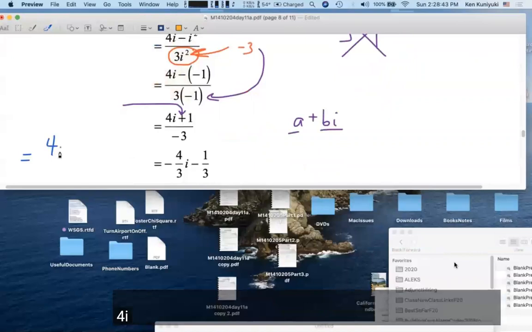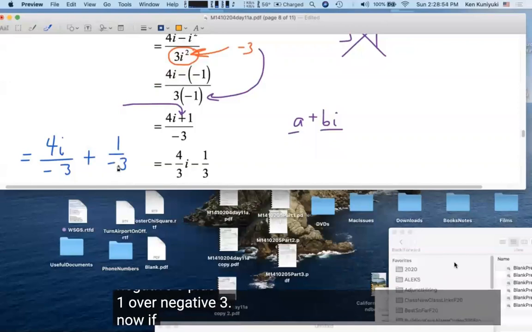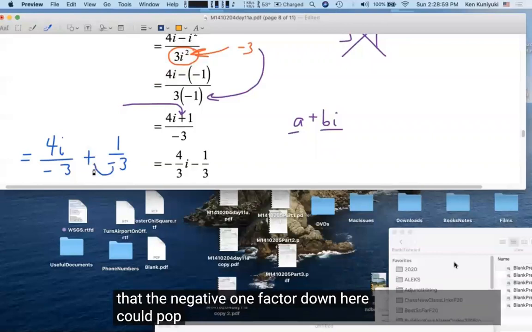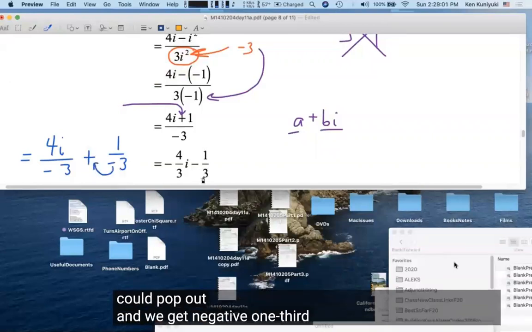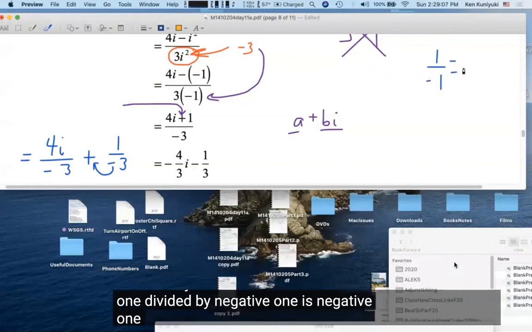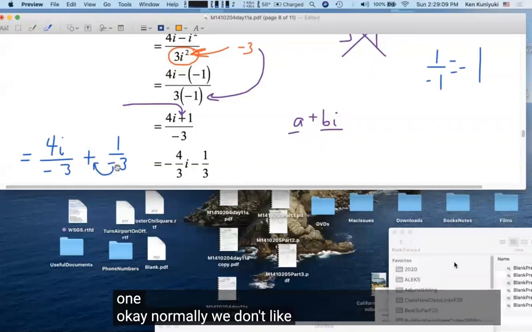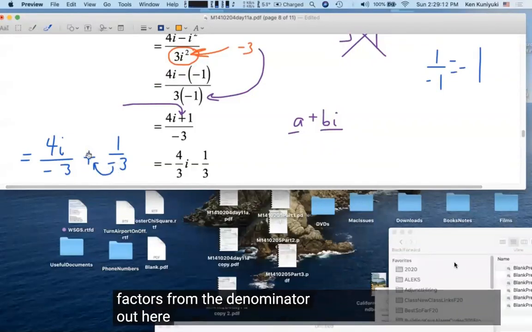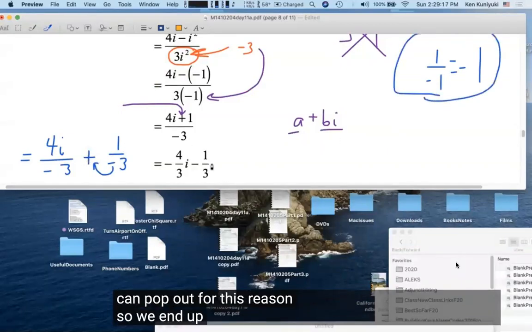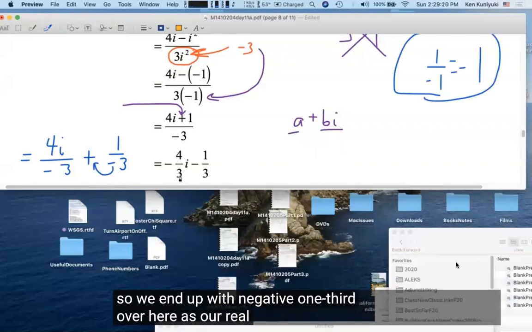4i divided by -3 plus 1 over -3. Now, if you look at 1 over -3, it should be evident that the -1 factor down here could pop out, and we get -1/3. The reason why this works is because 1 divided by -1 is -1. Normally, we don't like popping out factors from the denominator out here, but a -1 factor you can pop out for this reason. So we end up with -1/3 over here as our real part.